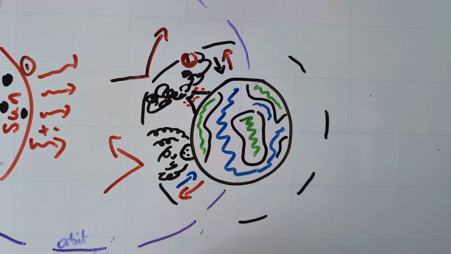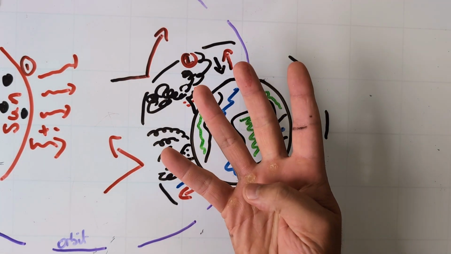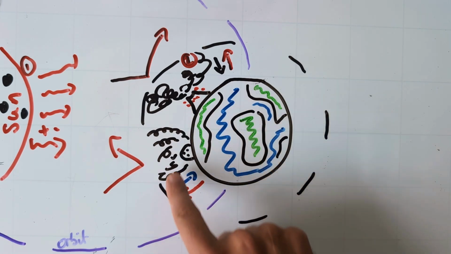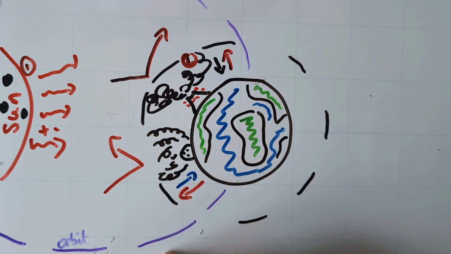But yeah, these are the 4 ways in which Earth's climate naturally changes: sunspots, volcanic activity, asteroid collision, and orbital change, or the Milankovitch cycle. Okay? We're now going to jump into an exam question.